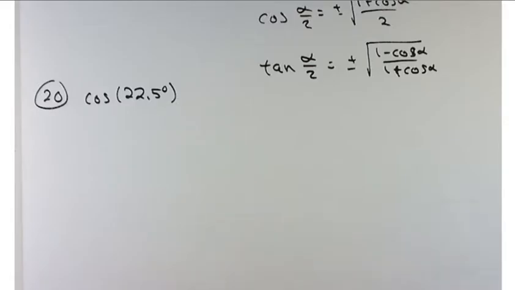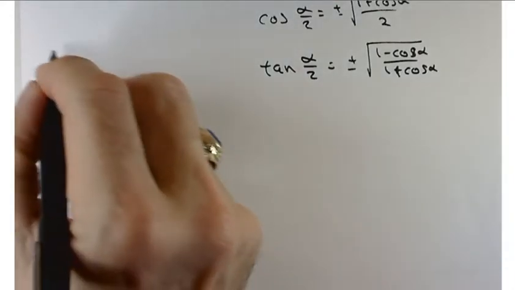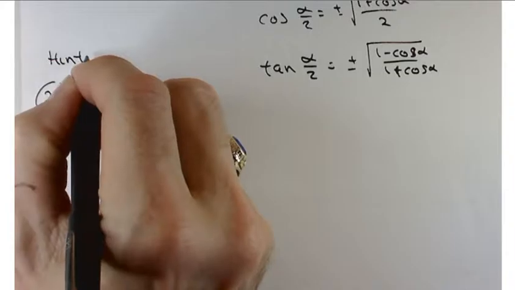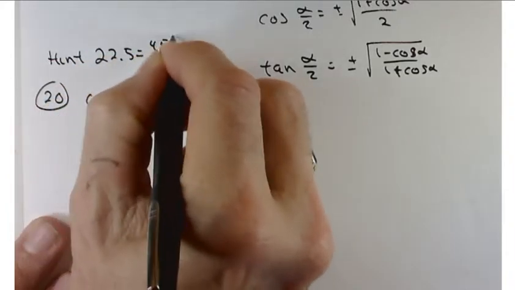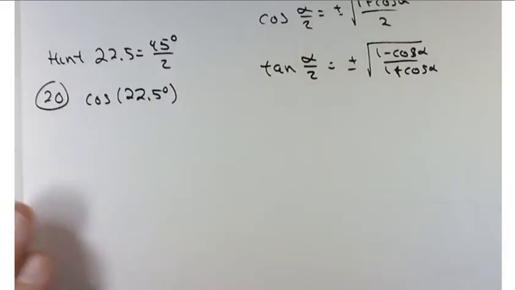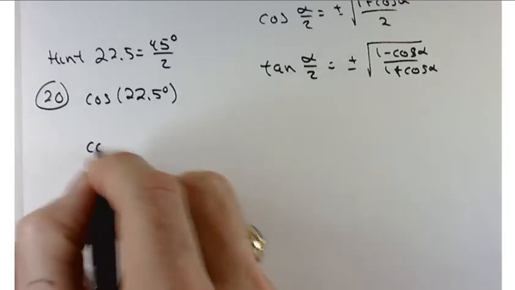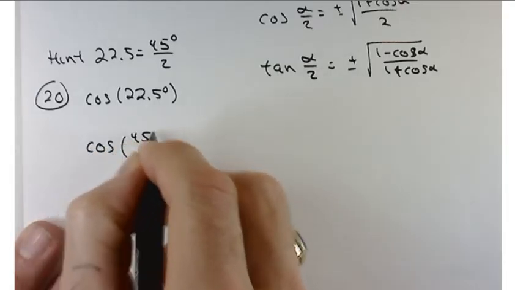Now again, this is one of those problems where I'll give you a subtle hint. Some of you may notice it, some of you may not. But hint, 22.5 equals 45 degrees divided by 2. There's your hint. So let's start out with that. This is going to become the cosine of 45 over 2.